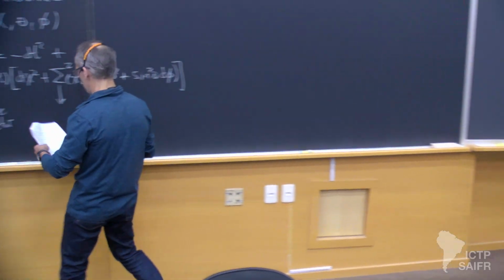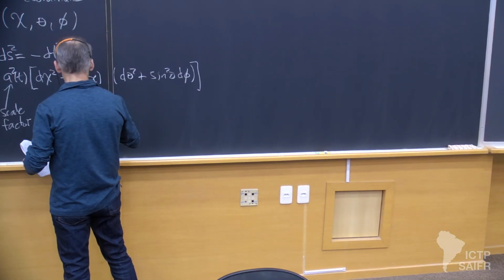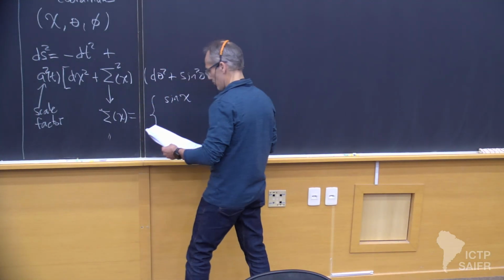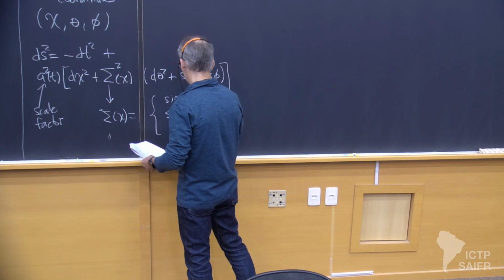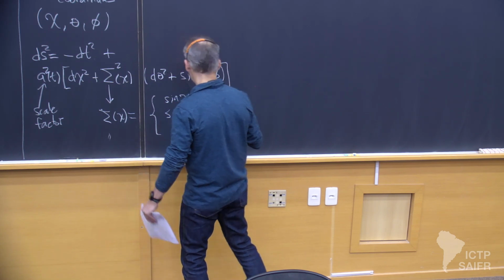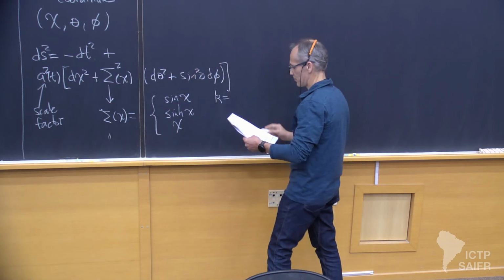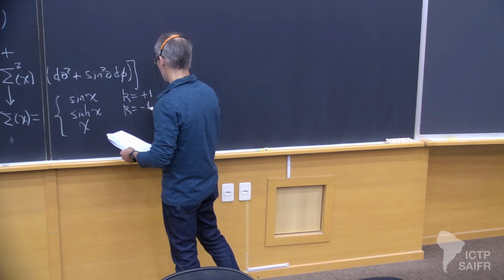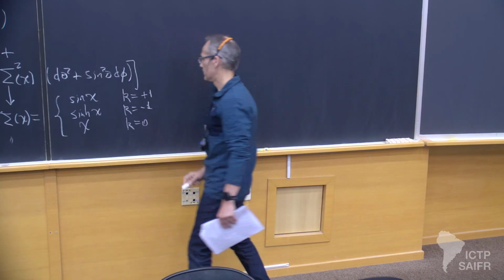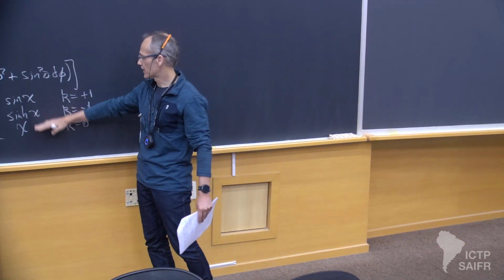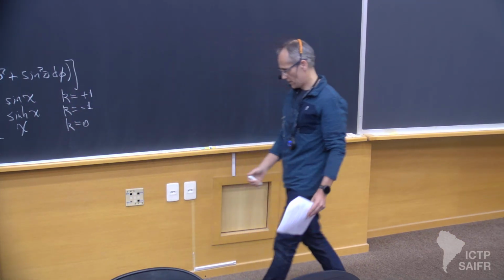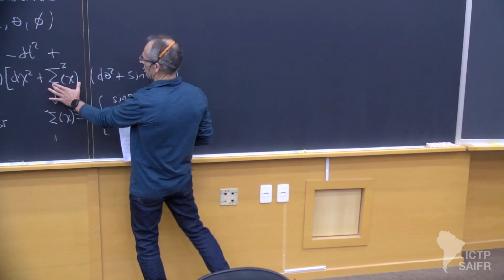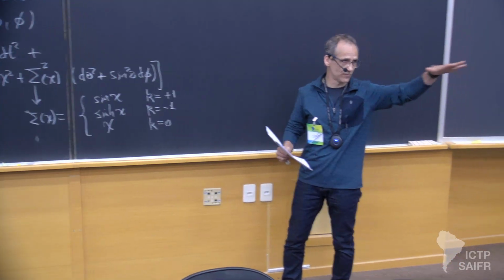So this function, sigma, depends on spatial curvature. And the spatial curvature constant k can be positive, negative, or 0. And so in that case, you will have different functions of spatial curvature. So this tells you what is the spatial curvature of each of these slices.